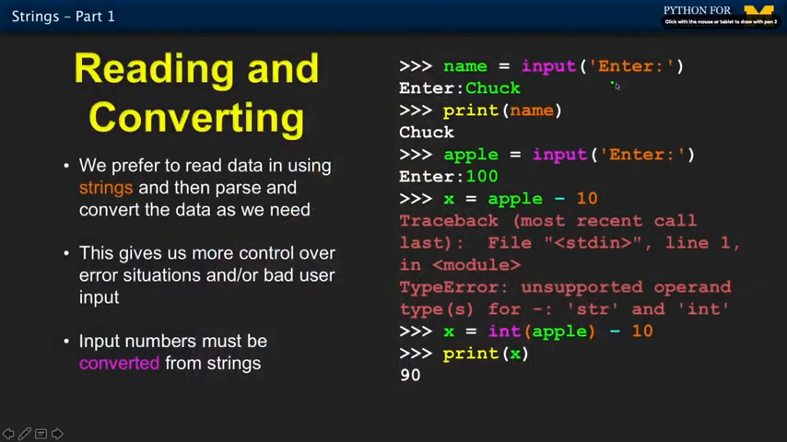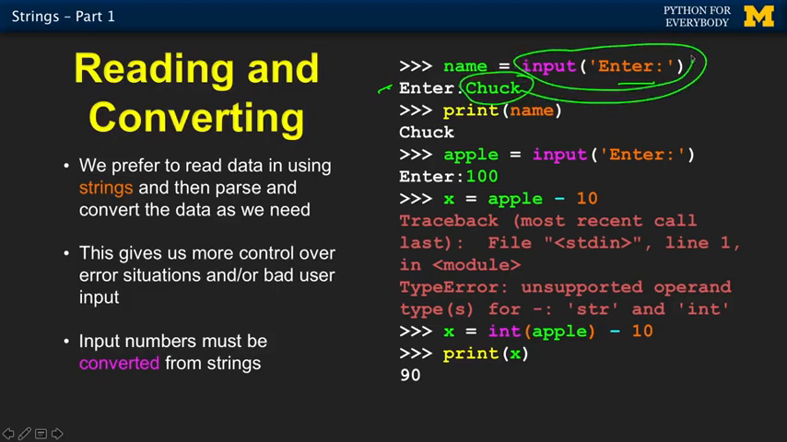Another thing we've been doing is reading data from input. The input function prints out a prompt. That's the prompt. We type something, and whatever that is comes back as the result of the function, and then it gets stuck into name. And so if we print that, print of course is also a function, we pass name in, we get out Chuck.